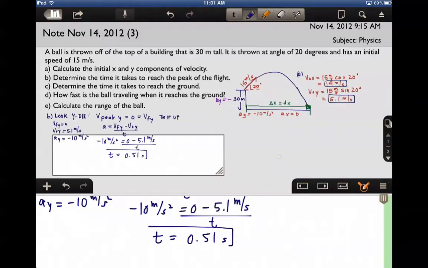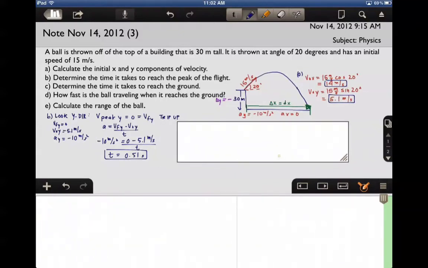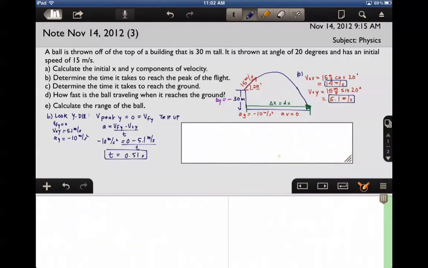So that's the answer to B. Now, when we have a problem that occurs on level ground, so there's no height change, something's not being thrown off of the top of a building, but rather thrown from level ground. When we want to find the total flight time, we just double it.